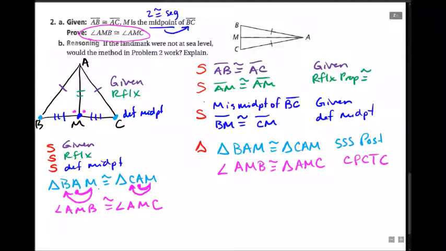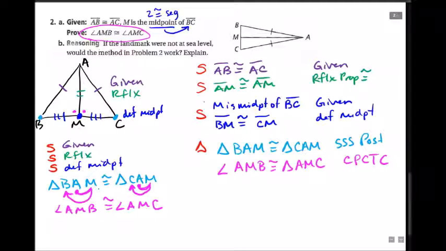And then here in our given it says M, point M, is the midpoint of segment BC. So as soon as I see midpoint, I know that means two congruent segments. And who am I cutting in half? Segment BC. So I come down to my diagram and I find point M and segment BC, and it cuts segment BC in half, so I can mark those congruent. That's definition of midpoint.